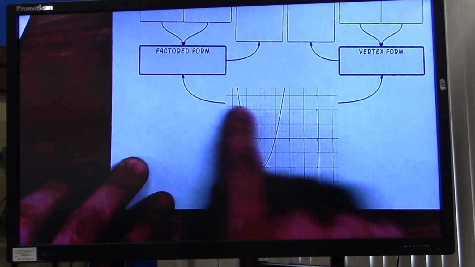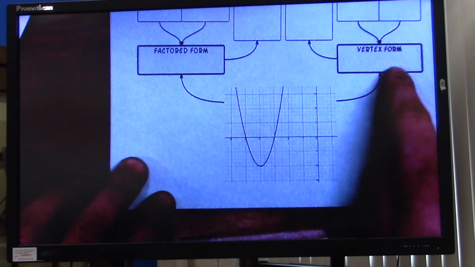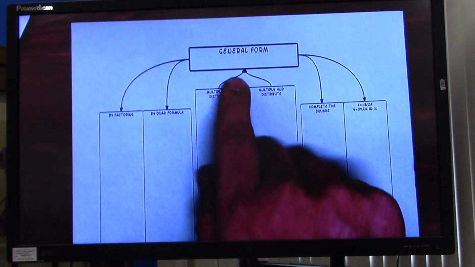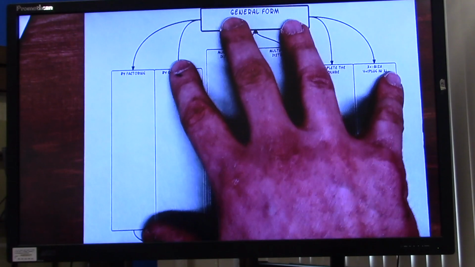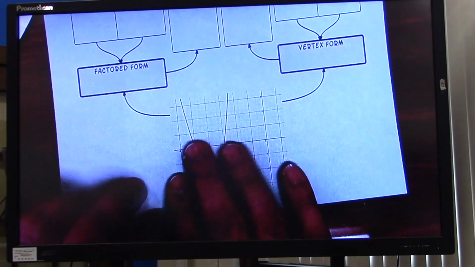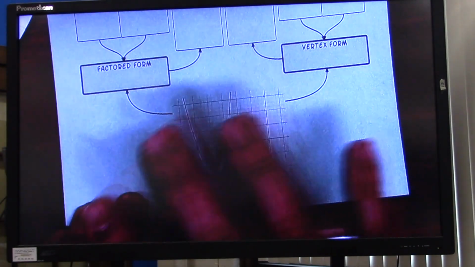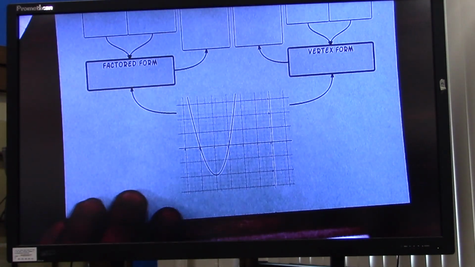And if you notice here, there's two arrows that stem off of this. They go to what's called factored form, and the other goes to vertex form. There's a third form, general, sometimes called standard form, that you are probably most familiar with, but you can't actually start there. You have to start with these other two forms. Doesn't matter which. I'm going to do an example from either direction to help you.